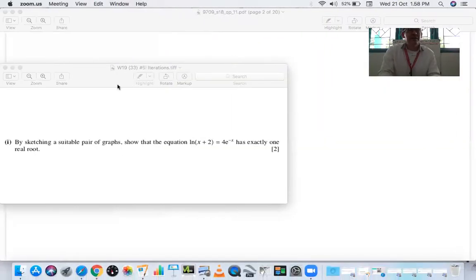Okay, let's look at our first question here. And you can see the code up here at the top from Winter 19, paper 33. And it says, by sketching a suitable pair of graphs, notice it says pair of graphs, show that the equation ln of x plus 2 equals 4e to the negative x has exactly one real root. So it wants us to sketch a pair of graphs.